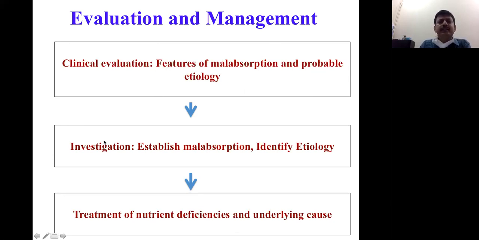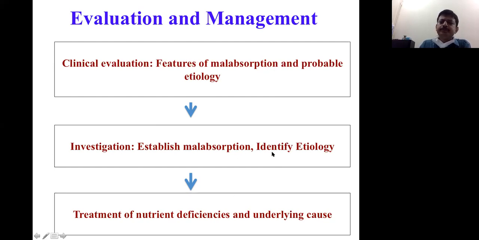Then next is we investigate the patient. In investigation, we have to again establish that the patient has malabsorption and then identify etiology. Now, sometimes based on history and examination itself, you may have an idea that this patient has probably this particular etiology, in which case we can directly move on to the etiological investigation. So we don't have to do the test for malabsorption in all the patients, but this is good to know. This is how the flow is in patients in general.